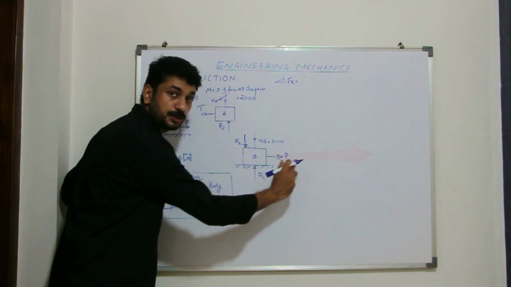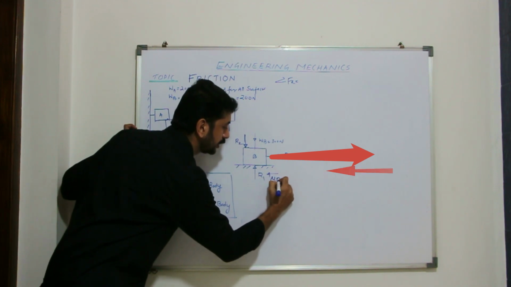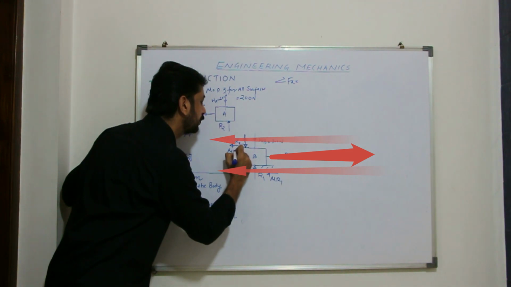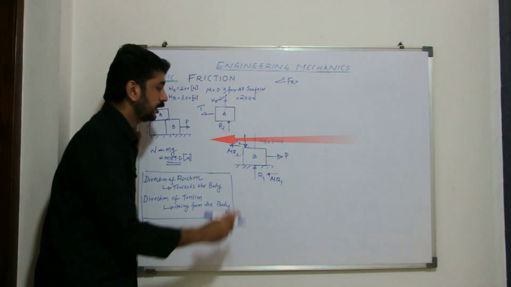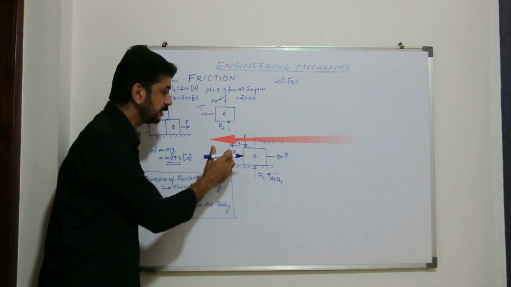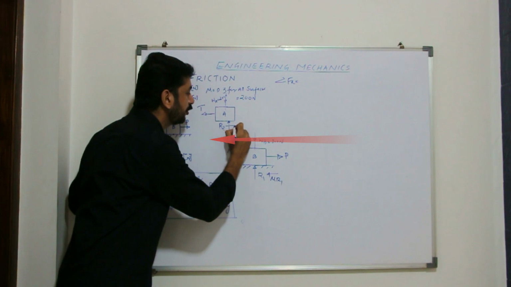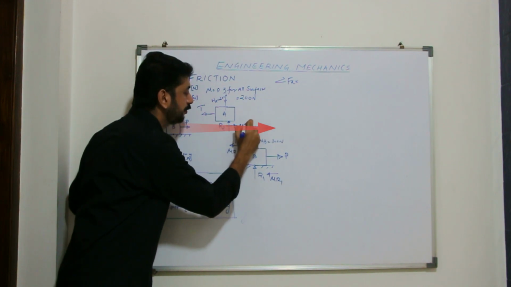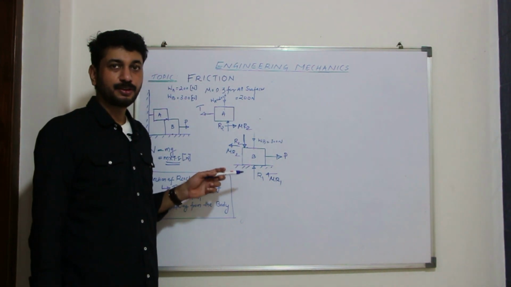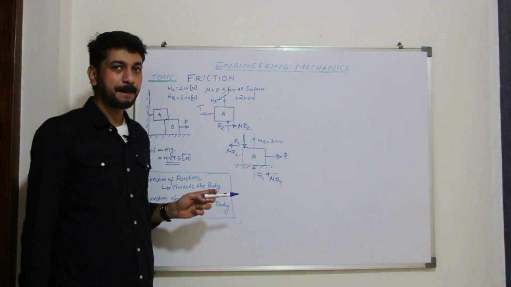Since the block will move towards the right, the frictional forces should act against the direction of motion. Here it is mu R1 frictional force, here it is mu R2. We know that the direction of block B at the sliding edge is acting towards left. Therefore, in the case of block B, it will be opposed to that. Now the free body diagrams are completed. We have to find the values of R1, R2 and P.